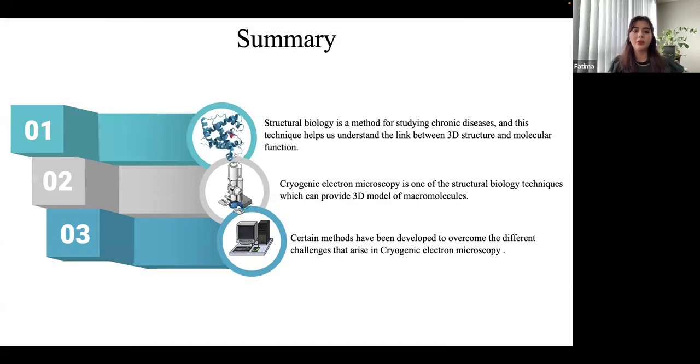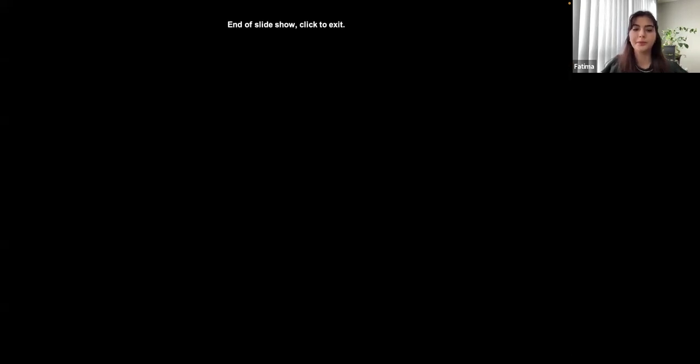Okay, in summary, structural biology is a method for studying chronic disease, and these techniques help us to understand the link between 3D structure and molecular function. Cryogenic electron microscopy is one of the structural biology techniques which can provide a 3D model of our macromolecules. And certain methods have been developed to overcome the different challenges that arise in cryogenic electron microscopy.